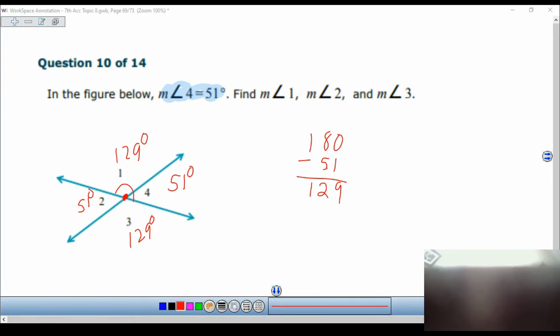How does that feel? Okay, so remember, supplementary angles are on any kind of straight line. It doesn't have to be up and down, left and right. Supplementary angles are always going to add up to 180.